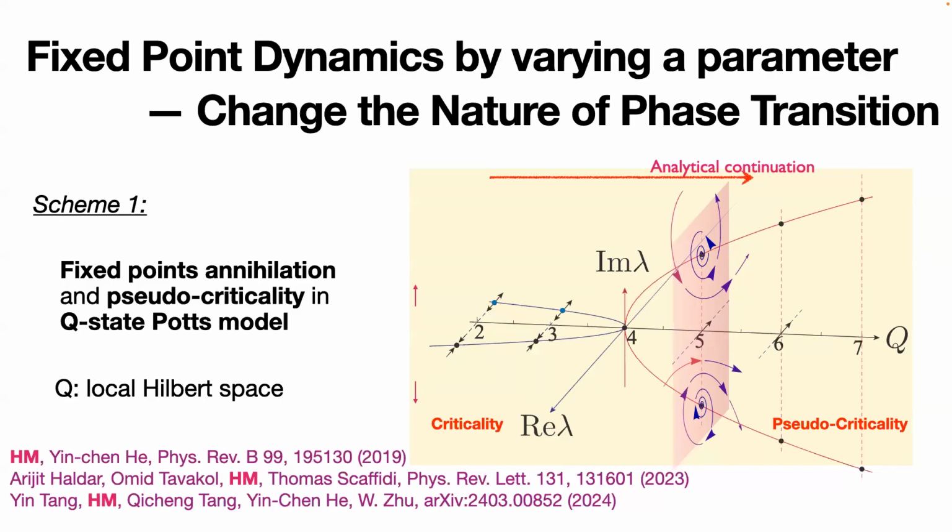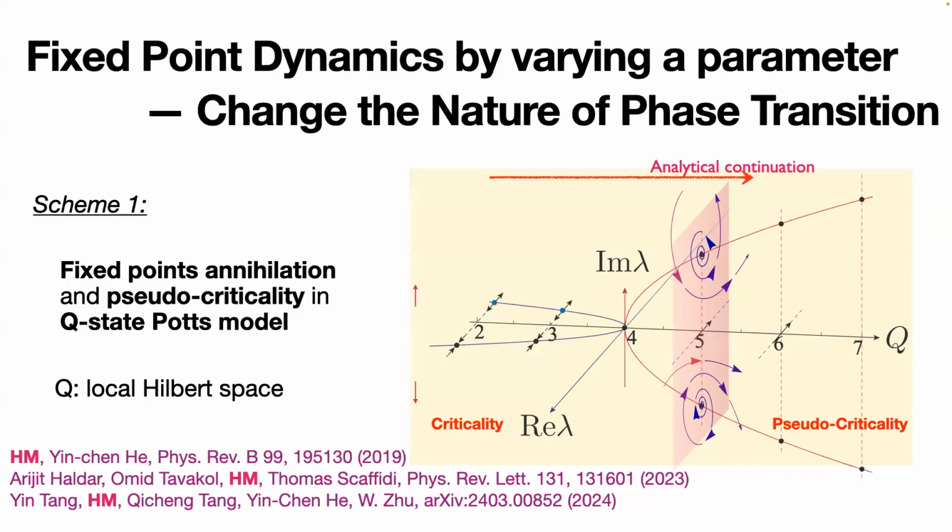So that effective theory will be non-Hermitian and pseudo-critical. Pseudo-critical means what happens in the real space. That's why it's called pseudo-critical. It's not a true critical. Yes, since it's a first order phase transition, it's not critical.